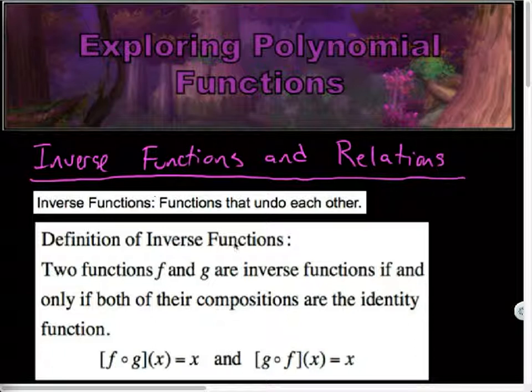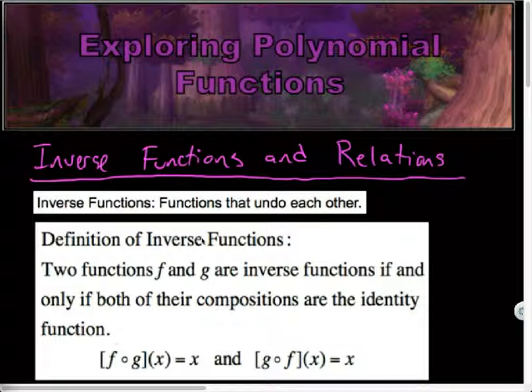So the definition of inverse functions: 2 functions f and g are inverse functions if and only if both of their compositions are the identity function. The identity function is the function that doesn't do anything. Just like the additive identity was 0, because if I add 0, it does nothing. The multiplicative identity was 1, because if I multiply by 1, it does nothing. The exponentiative identity was 1, because raising something to the 1st power does nothing.